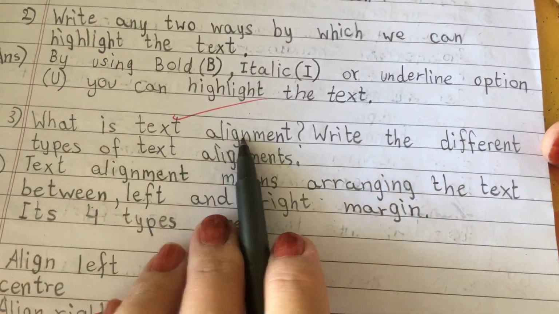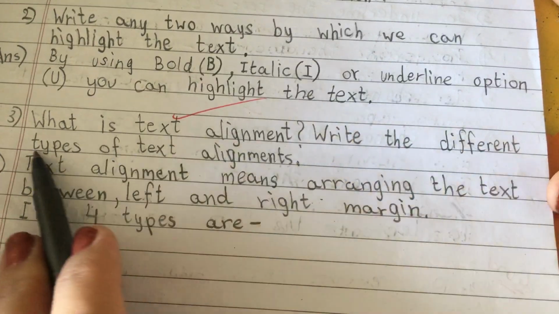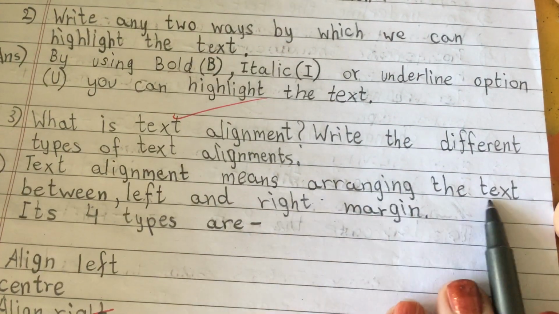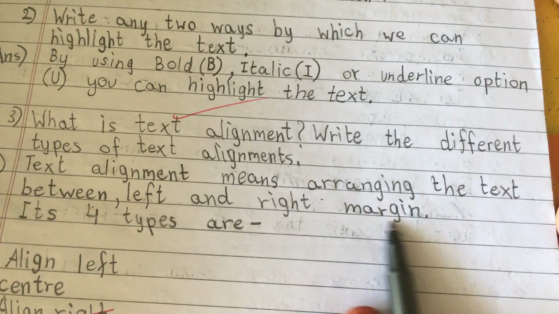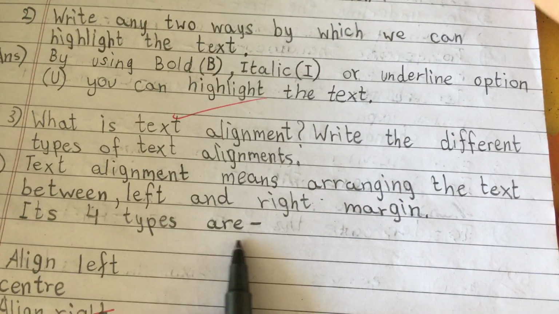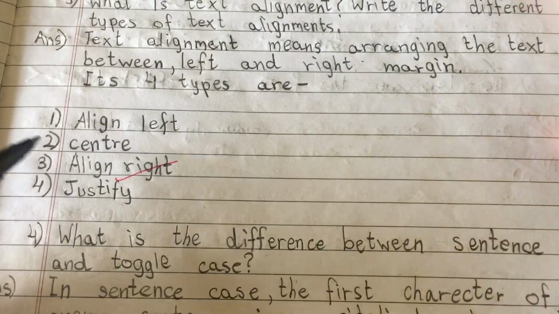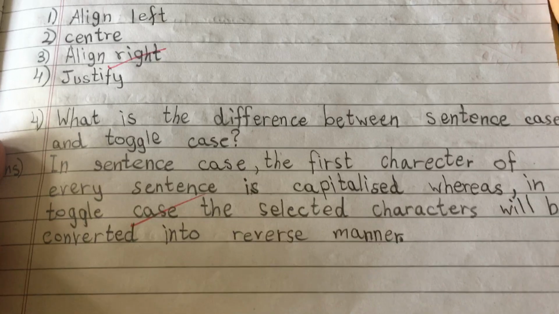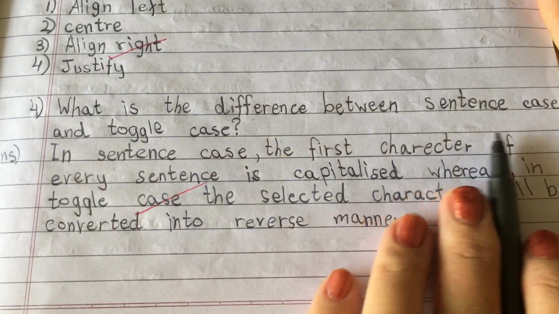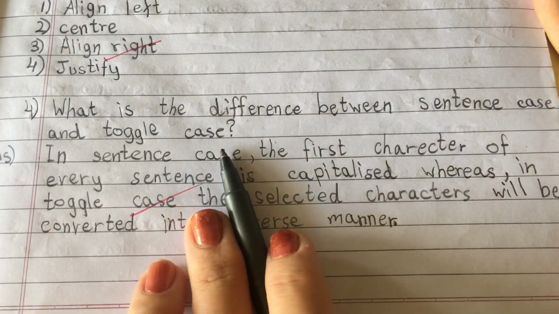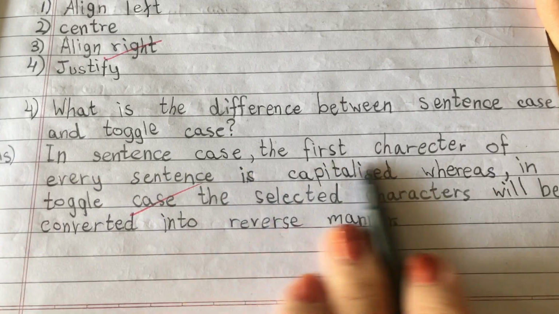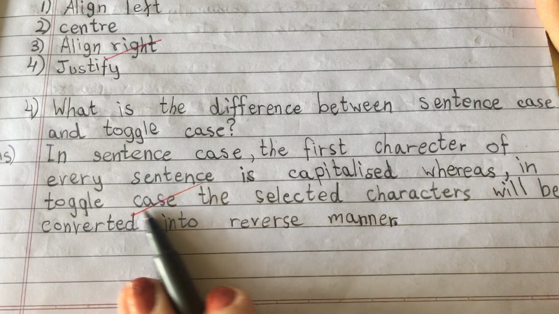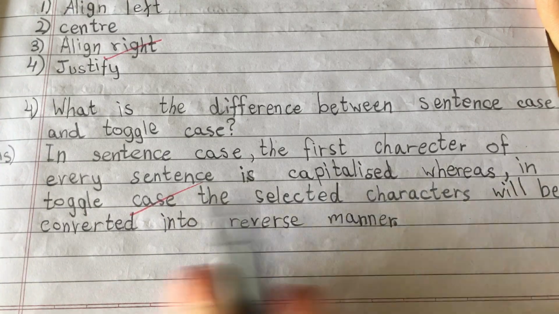3. What is text alignment? Write the different types of text alignment. The text alignment means arranging the text between left and right margins. It's 4 types, and they are align left, center, align right, and justify. And the last question is, what is the difference between sentence case and toggle case? In sentence case, the first character of every sentence is capitalized, whereas in toggle case, the selected characters will be converted into reverse manner.